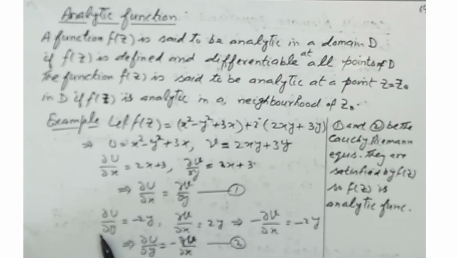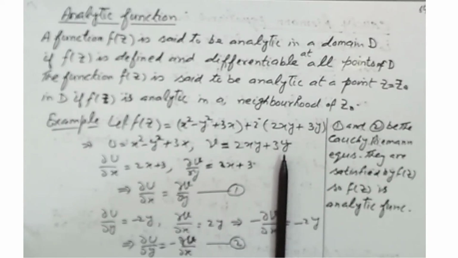Now we partially differentiate u with respect to y. The partial derivative of u with respect to y: this will become 0 because this is a constant term, and this is minus 2y. This is also 0, because when we take the partial derivative with respect to y, x will be treated as a constant. So the derivative of x square is 0, the derivative of 3x is 0 and the derivative of minus y square is minus 2y. Similarly, when we differentiate v with respect to x, this becomes 2y and its derivative is 0.